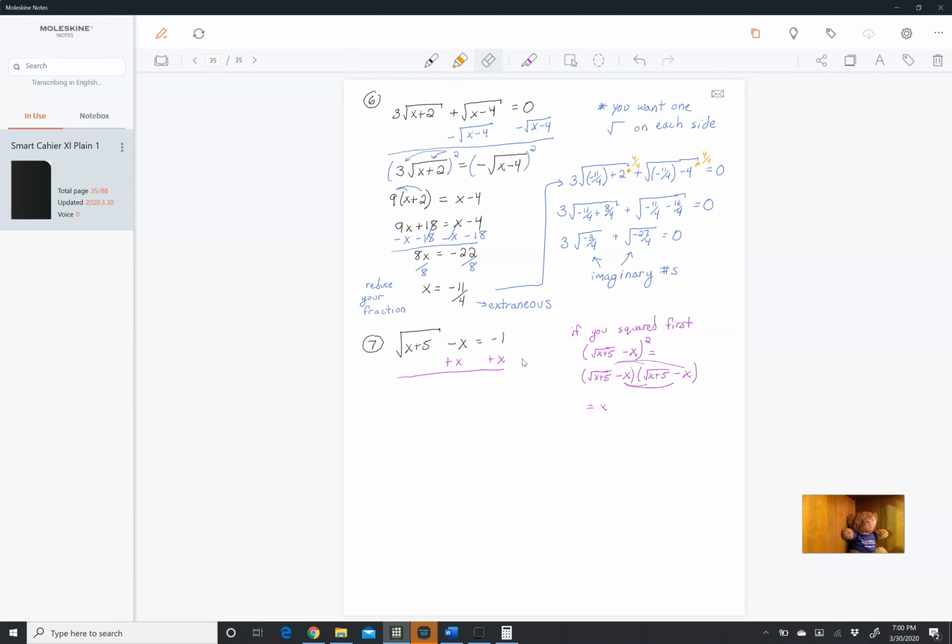everything in the first to everything in the second. So this would give you an x plus 5, because square root of x plus 5 squared is just x plus 5. But then we have minus x times the square root of x plus 5. That comes from here. And then another minus x times the square root of x plus 5. So the minus x, the first one comes from multiplying these two. And then the second one comes from multiplying these inner terms. And then we still have the last ones, which give us a plus x squared.